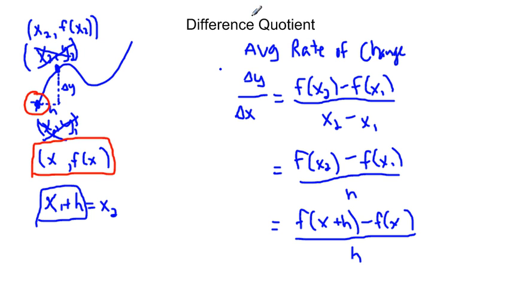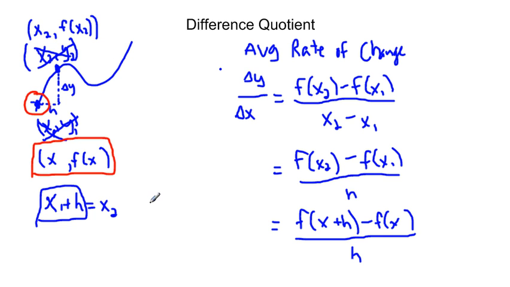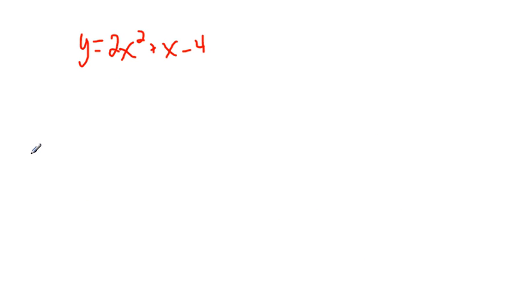Let's just look at a random quadratic. We'll say y equals 2x squared plus x minus 4. I want to come up with a formula using the difference quotient where I can find a bunch of average rates of change by just plugging stuff in for h. If I draw this out, it's going to be a parabola of some sort. It's going to look something like this. And I'll just pick any random point on here. We'll call it x, f of x.